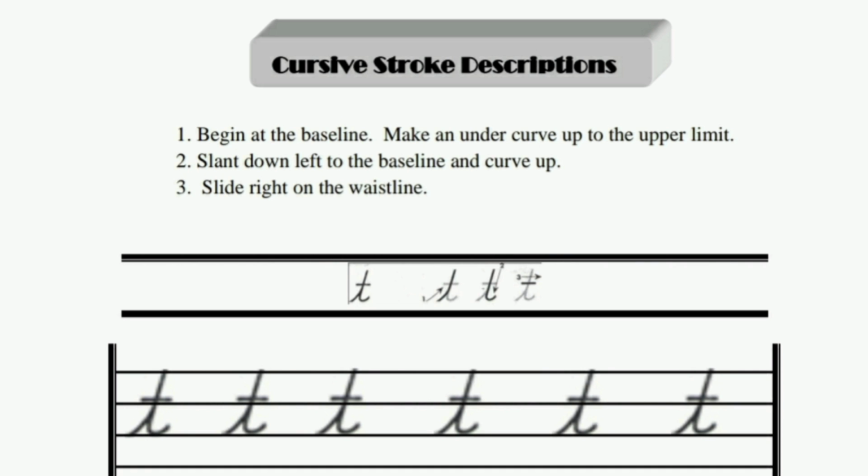Begin at the baseline. Make an undercurve up to the upper limit. Slant down left to the baseline and curve up. Slide right on the waistline.